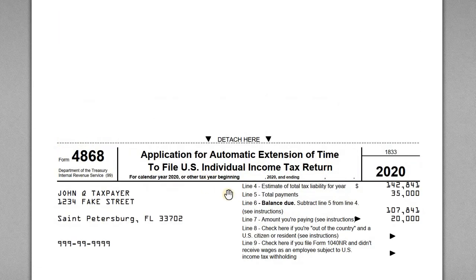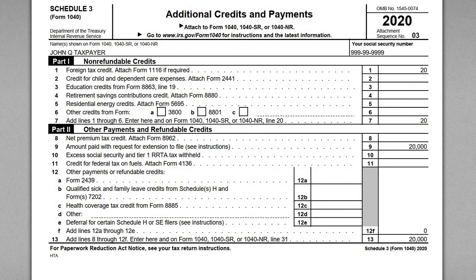Now, just to cover briefly, the 1040 Schedule 3. Schedule 3 is where we report additional tax credits or payments. The reason I want to highlight this form is that any amount you pay with your extension is reported on this schedule. On line 9, amount paid with extension to file, we're reporting the $20,000 that John submitted with his extension request. That's important because the extension payment is separate from the withholding you had during the year, and it's separate from the estimated tax payments you made during the year.